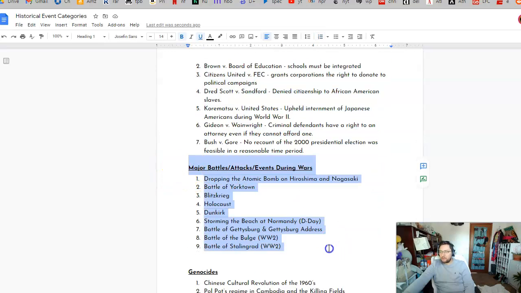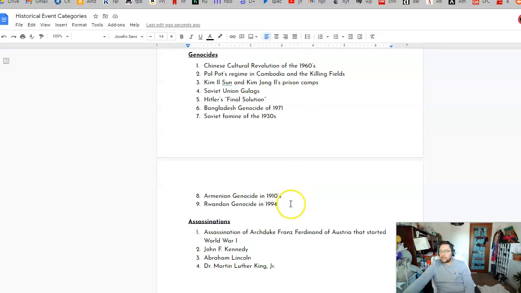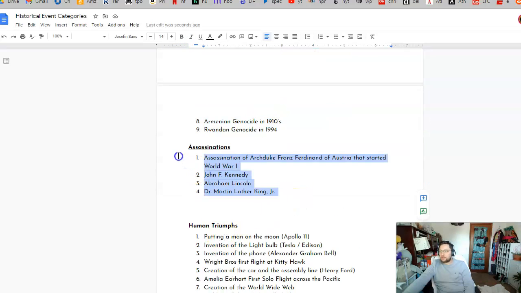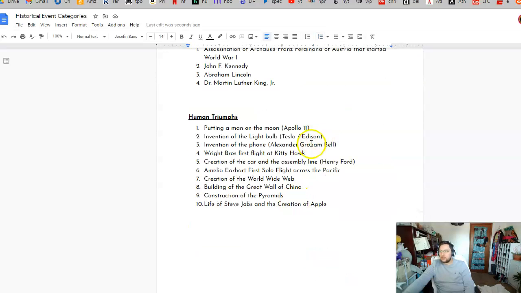Major battles, events during war. Genocides, which is the mass killing of human beings, like millions of people. Assassinations, murders of some famous figures in world history, and the human triumphs. Great things that humans have done.